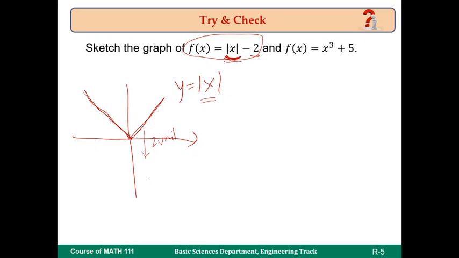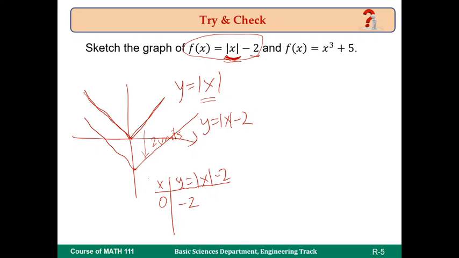It's shifted 2 units down, and then you will get y is equal to absolute value of x minus 2. And if you want to make sure the points are okay, you can put some values here for x and y, like this is y is absolute value of x minus 2. You can pick some points and verify your graph. Let's put 0 and y equal to minus 2. So it means it's here, minus 2.